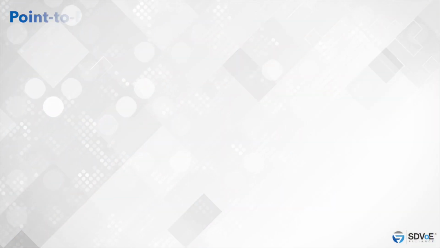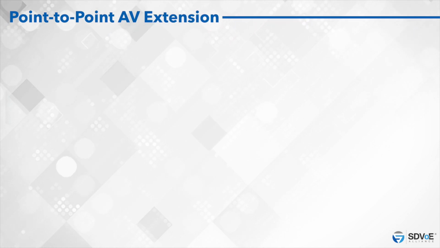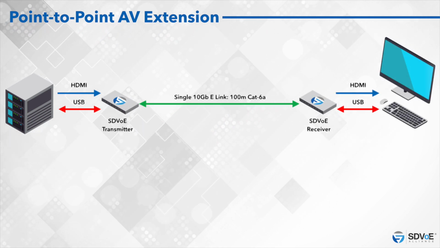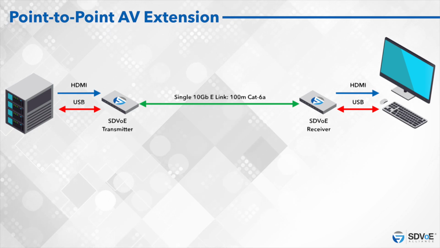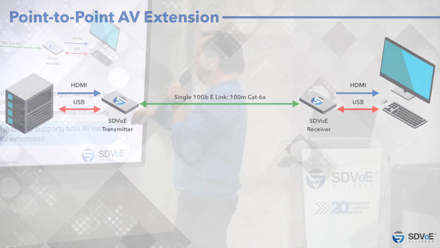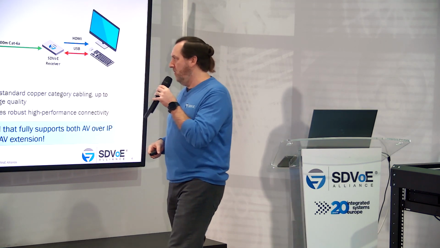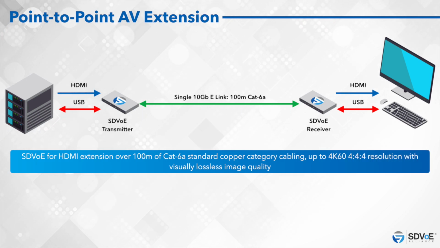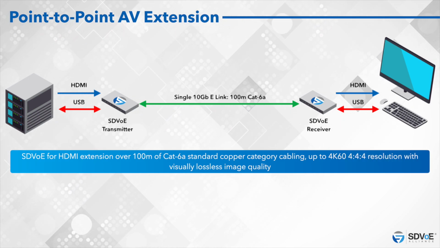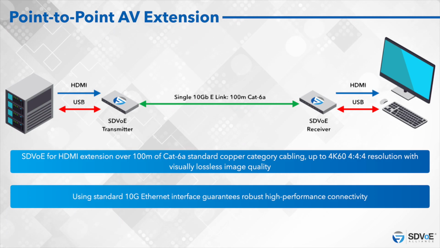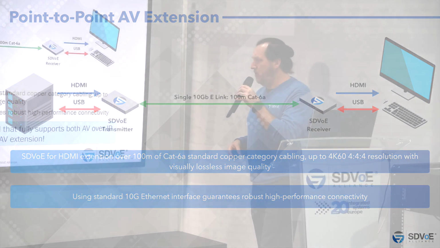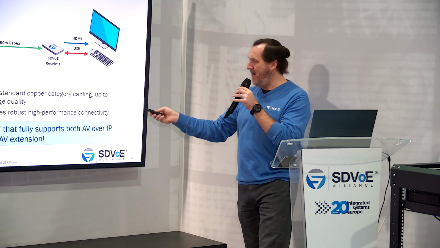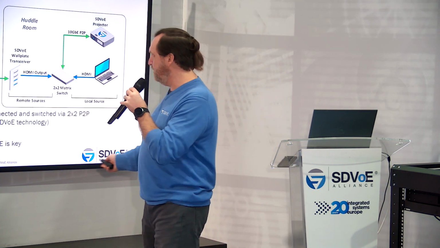However, SDVoE, as I said, is not only an AV over IP extension and distribution standard. It's also great for point-to-point extension. Think HDBaseT, for example. Here, I'm showing the exact same setup, but what we've done is just remove the 10 gig switch. We've removed software control. Now the HDMI and USB just flows between the two endpoints over a single cable. So you've got a full 100 meters of Cat6a standard copper cable for extension in the room or outside the room, using standard 10 gigabit Ethernet interfaces, which guarantees robust performance. So clearly SDVoE is the only AV extension standard that fully supports both AV over IP and point-to-point AV extension.